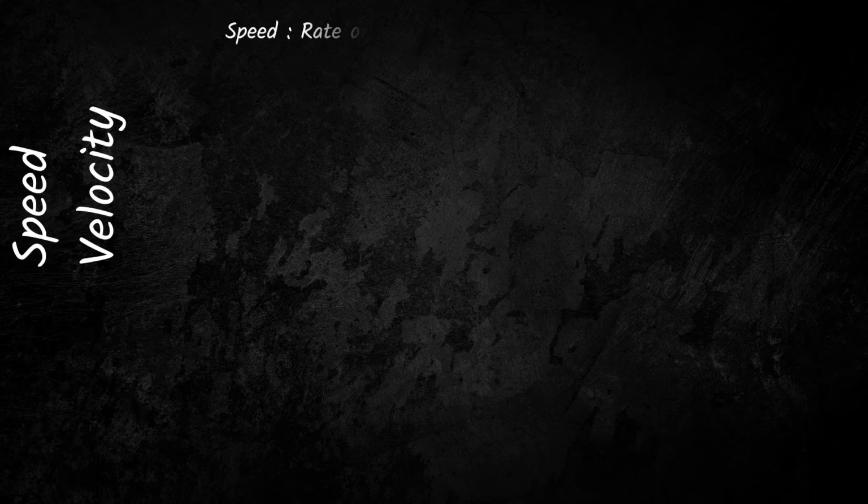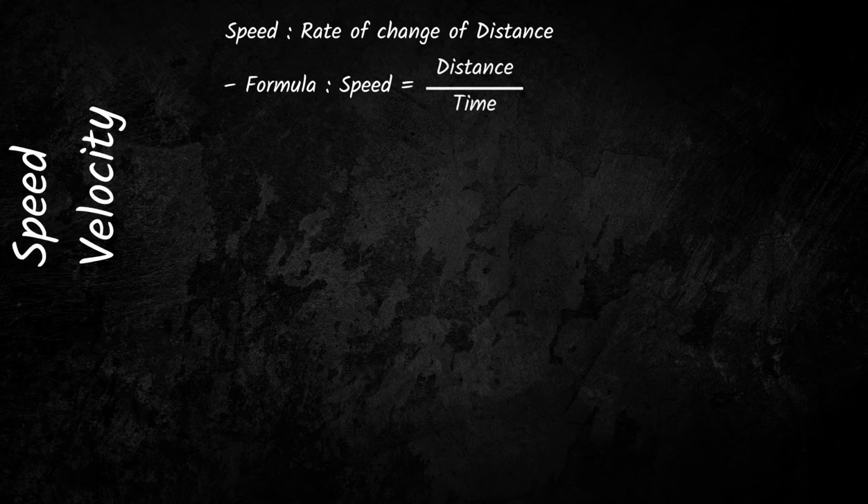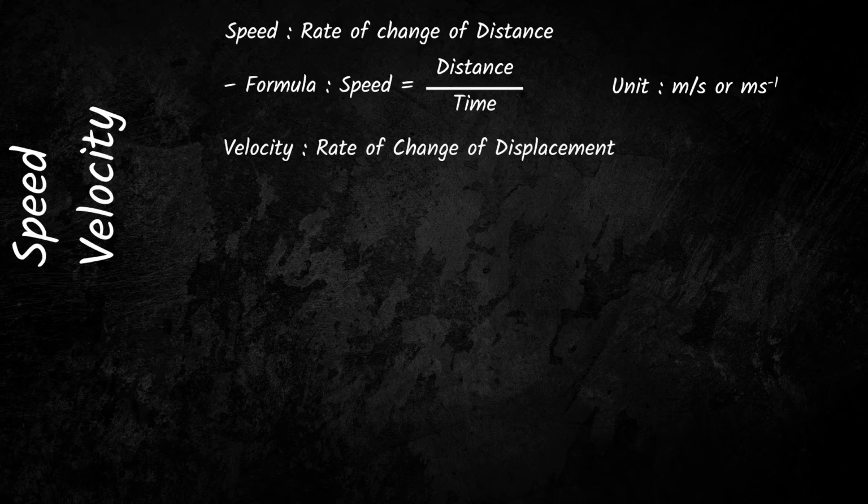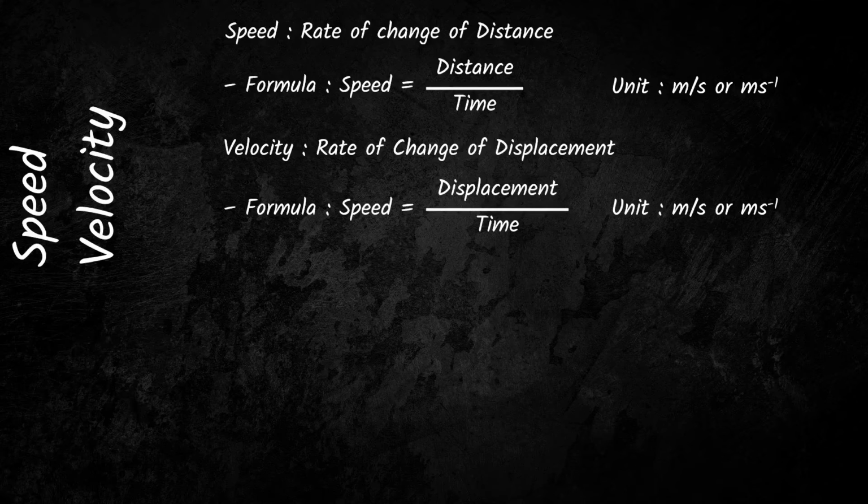Two other quantities that we'll use to define motion are speed and velocity. Speed is the rate of change of distance. The formula for speed is distance upon time. Its units are meters per second. Velocity is the rate of change of displacement. The formula is displacement upon time, and the units are meters per second.